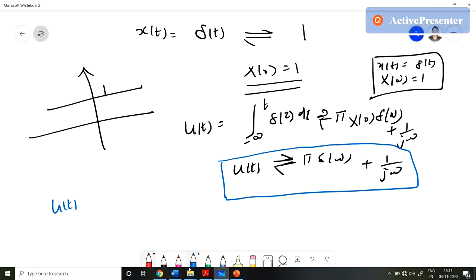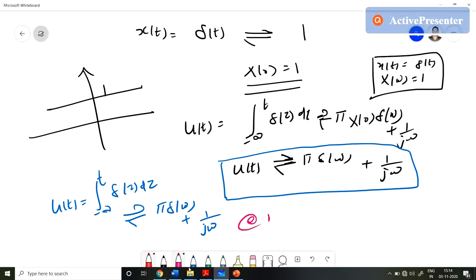So u(t) is the integral from minus infinity to t of delta(tau) d tau, and the Fourier transform is pi delta(omega) plus 1 divided by j omega, by using the integration property.